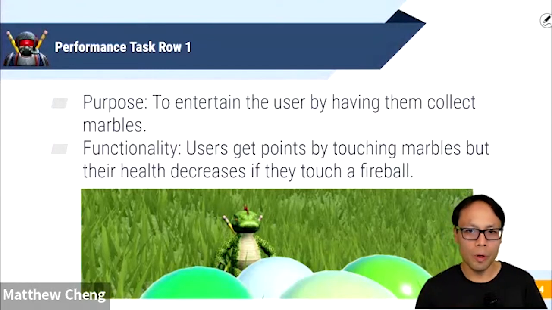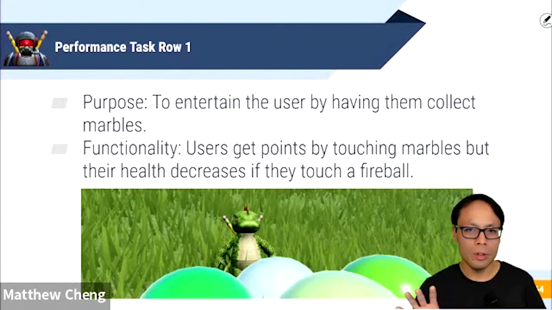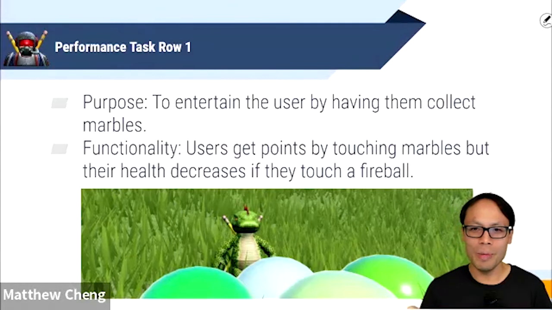So again, row 1 is about purpose and functionality. Now, in one of the released answers for the performance task, the purpose for a game specifically said to entertain the user. However, I'll emphasize this point: you have to be very specific in that response. You can't just say to entertain the user. You actually have to say how exactly you're entertaining the user. So you have to say things like to entertain the user by having them collect marbles and see who collects the most marbles, something along those lines.